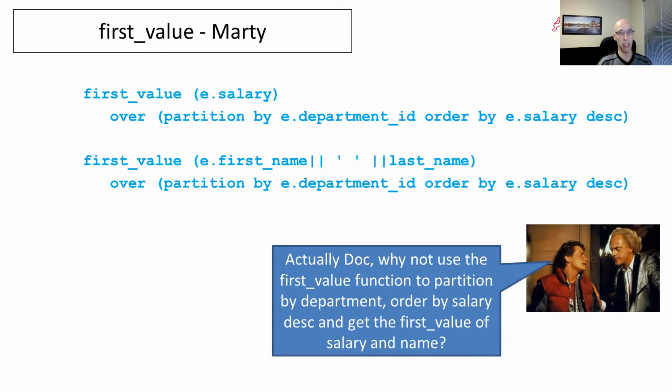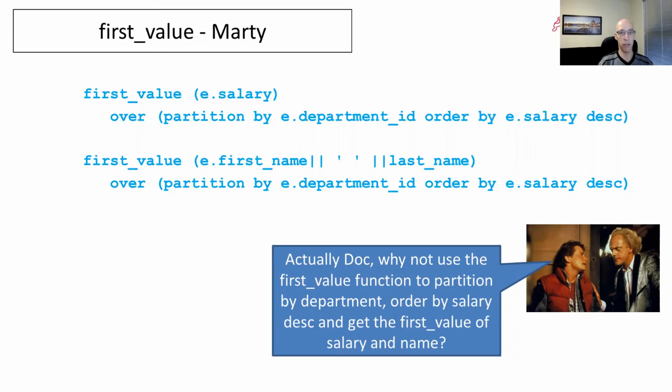So we'll take this analytic function twice. Once the first value of the salary, which will give me the salary from the first row, and because of the order by, this means the salary of the highest earner. And the second time, we use the first value of first name and last name. So we get the first name and last name of the person in the first row of each department, and because it's ordered by salary descending, that would be the person who earns the most.